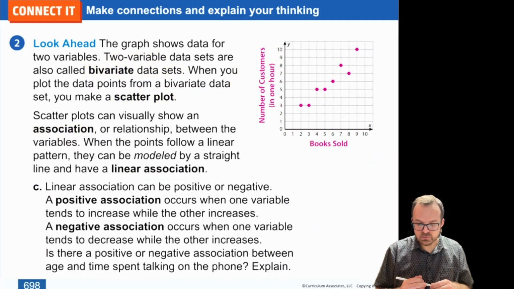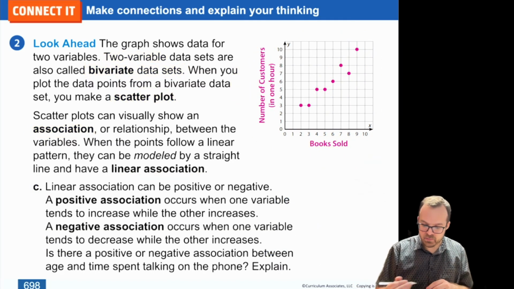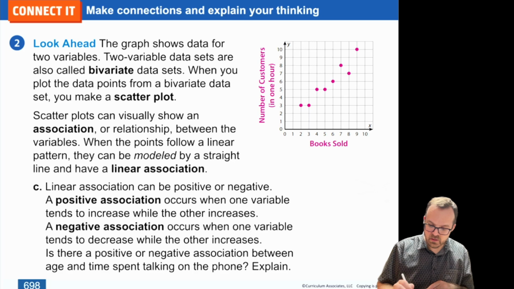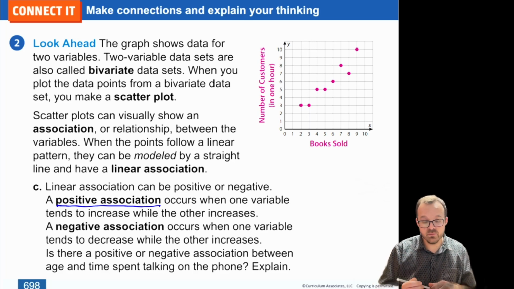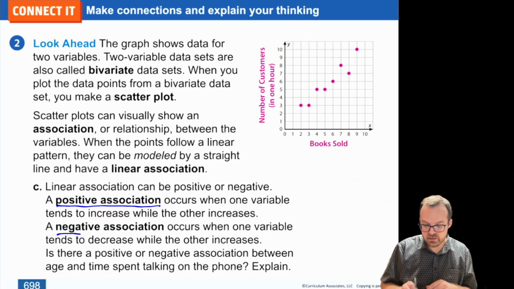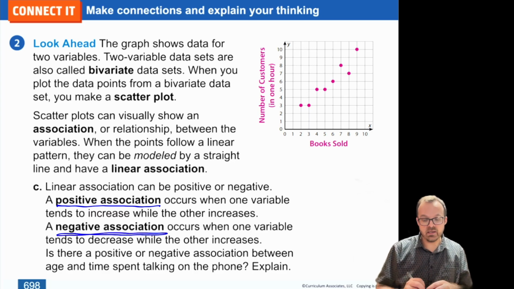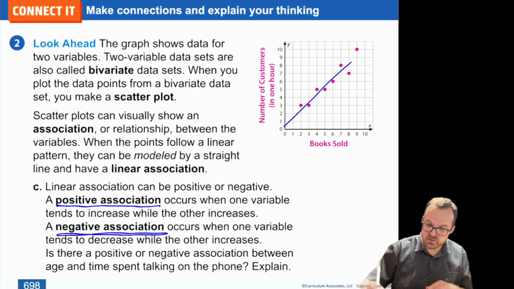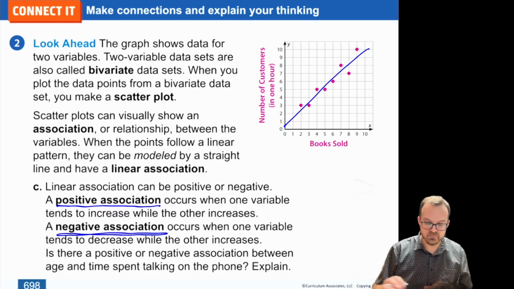All right, take a look at this one again. We're continuing on. We talked about positive and negative associations already, but a positive association is like a positive slope, like if you were to draw that line through a linear association, and then a negative association would be like a negative slope. So here we have a positive linear association.